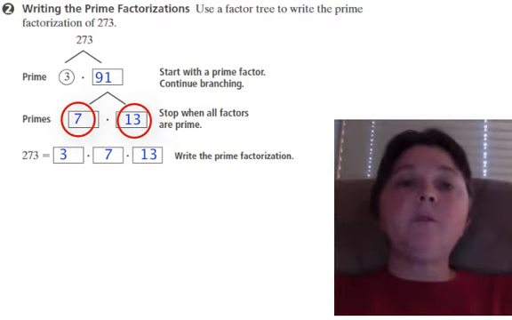Pause the video if you need more time to copy down the notes. Don't forget to record a question. We'll be discussing this in class tomorrow.